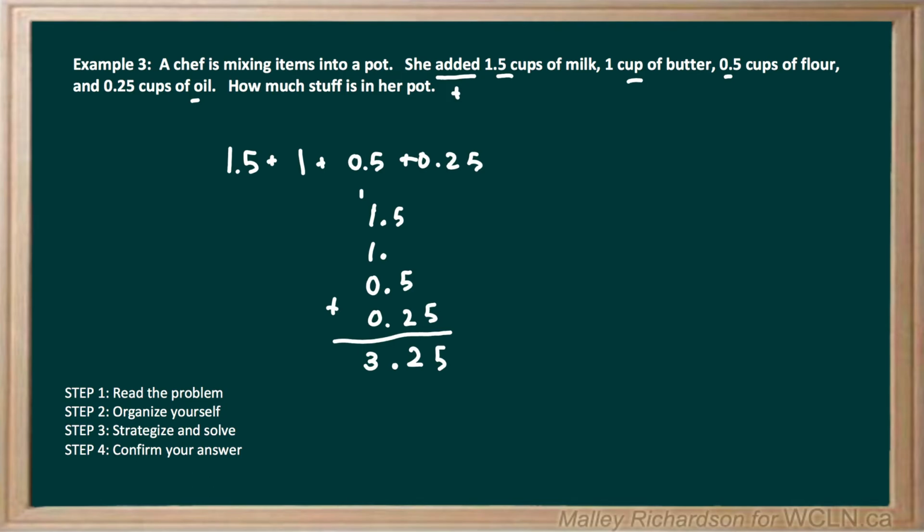So our final answer of how much stuff is in the pot is 3.25 cups. Now we can confirm our answer, and we have answered the question because we need to find how much stuff is in the pot, and after adding up everything that she added into the pot, we get our final answer of 3.25 cups in the pot.